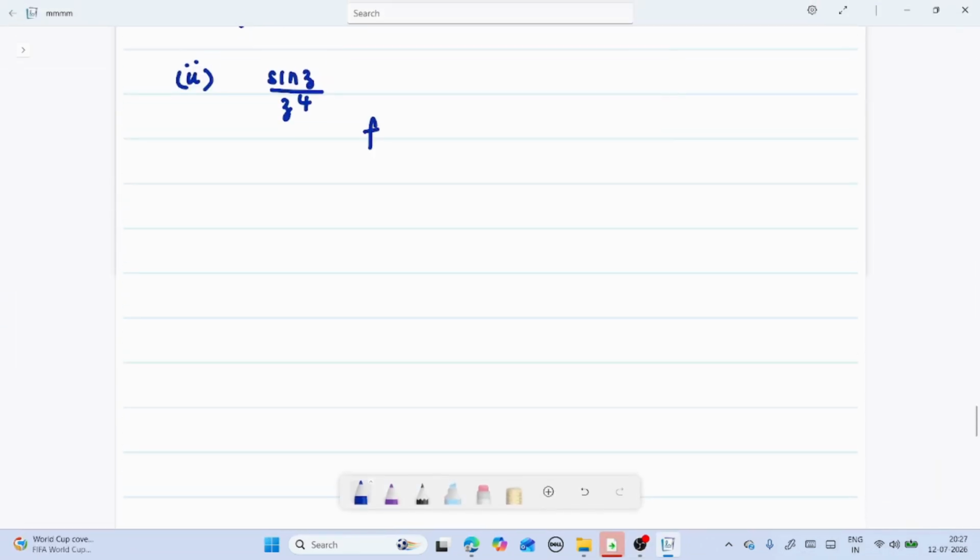Now the next function at z equal to 0 is f of z equal to 1 by z to the power 4 times sin z. Sin z can be represented as z minus z cube by 3 factorial plus z to the power 5 by 5 factorial, and it goes on.